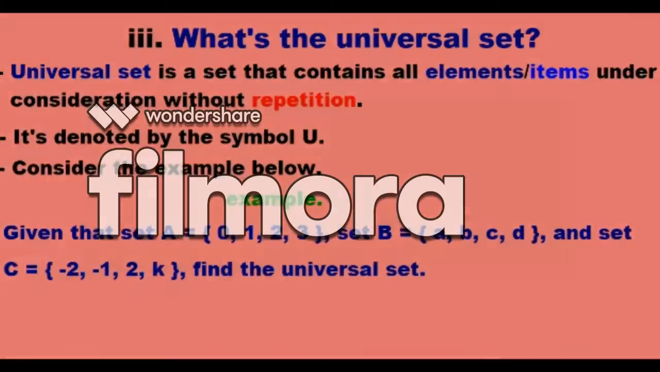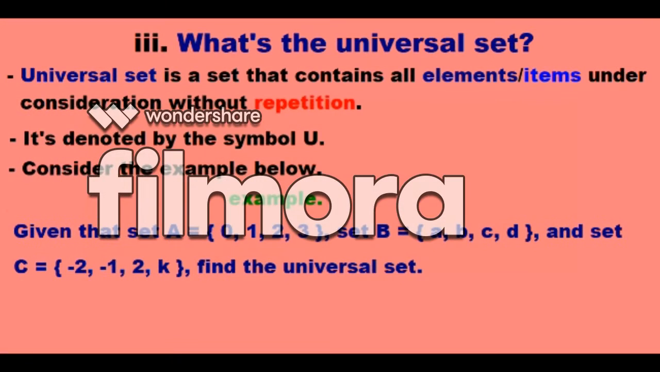Our next type of set is what we are calling the universal set. And what is the universal set? Now, universal set is a set that contains all elements under consideration and without repetition.